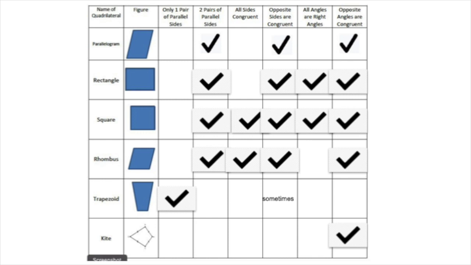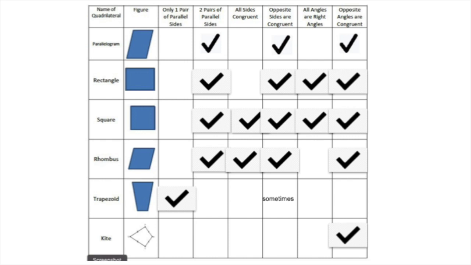A parallelogram is a special kind of quadrilateral that has two pairs of parallel sides, opposite sides are congruent, and opposite angles are congruent. A rectangle is a special kind of parallelogram, so the same three boxes are checked off, plus a rectangle also has all right angles. A square has everything checked off that a rectangle has, plus all sides being congruent. A rhombus has the same check marks as a parallelogram, but all of its sides are congruent.